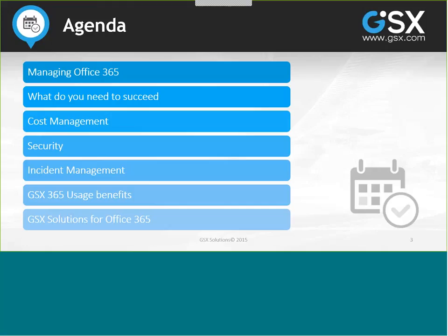And therefore we'll define what you need to succeed. So what is really the information? What does the information require in order to be usable for you? And then we'll go over not a full demo of the tool, but really highlights the key information and reports that you can get out of GSX 365 usage in terms of cost management, security, and finally incident management, which will highlight a good portion of the tool.